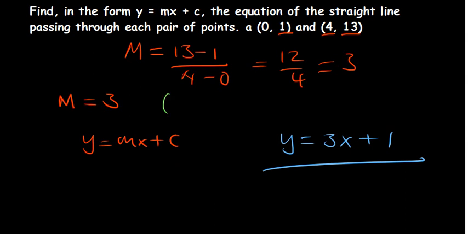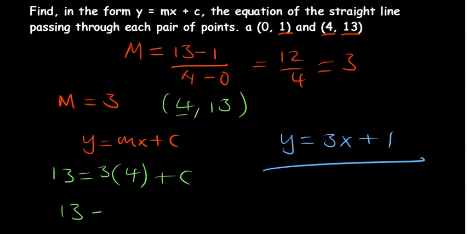Let's try the other coordinate to see if we get the same answer. Pause the video and try it out. So for our y, we have 13. For our gradient, we've got a 3. For our x, what do we have for x? We've got a 4. And then c, so 13 minus 12 equal to c is equal to 1, so still the same answer.